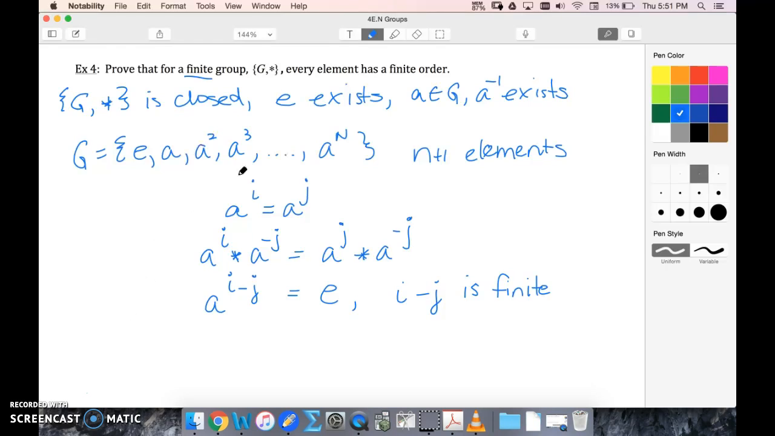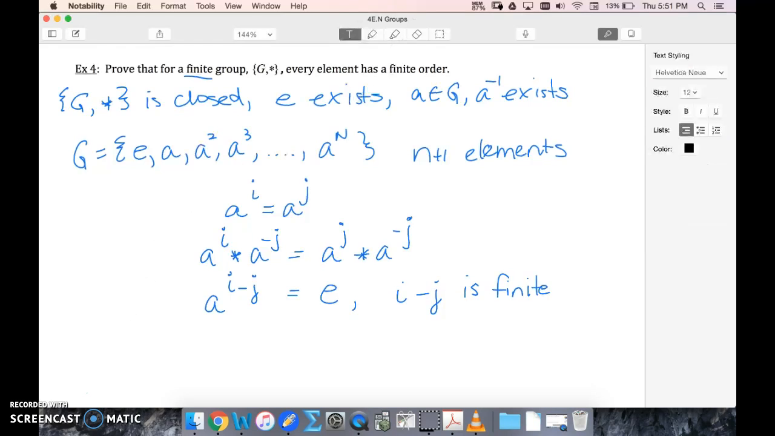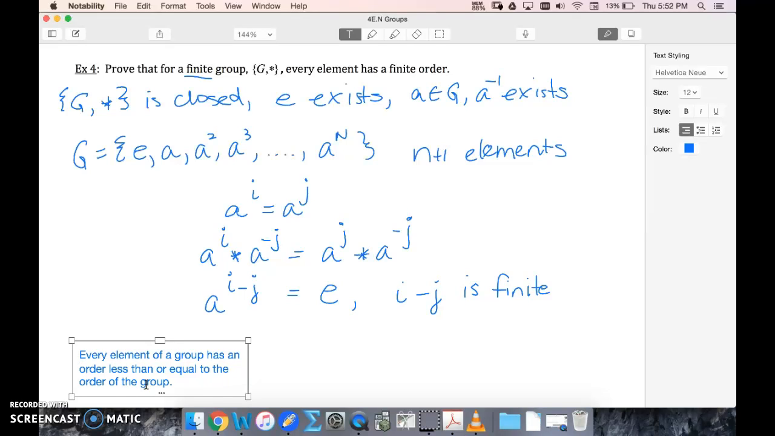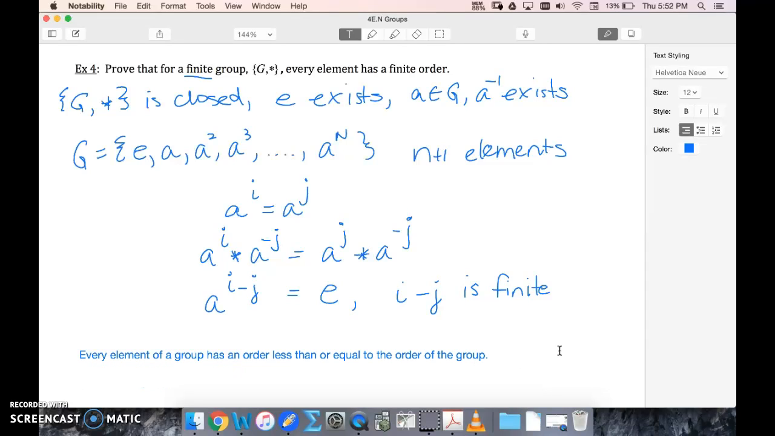Yeah, it's pretty key there. I'm going to write that down. Every element of a group has an order less than or equal to the order of the group. And that's something that we're going to see over and over again. So just to emphasize it.